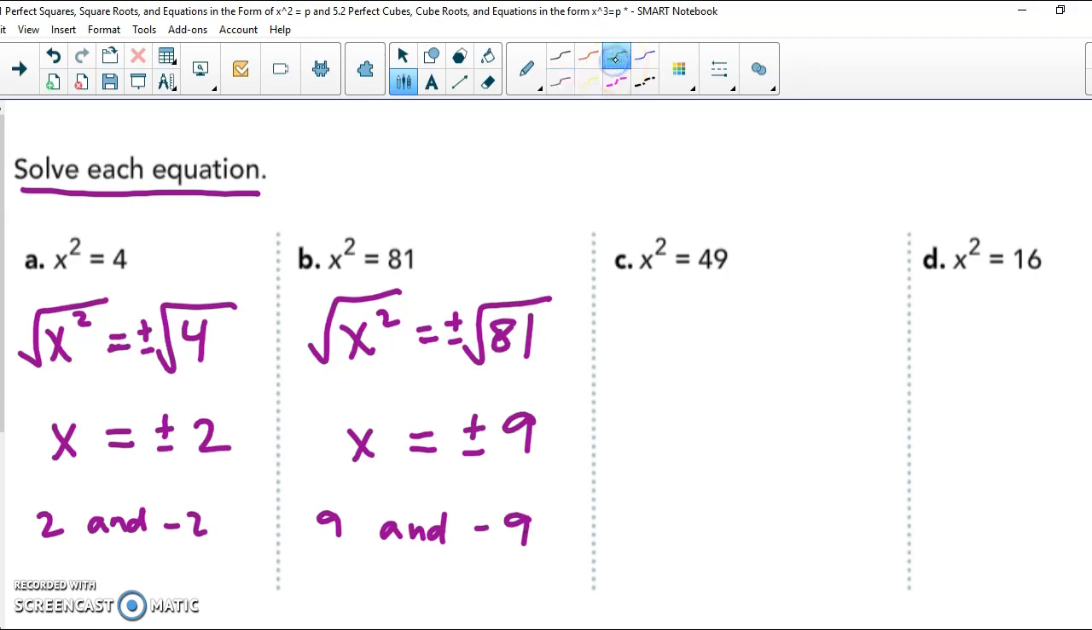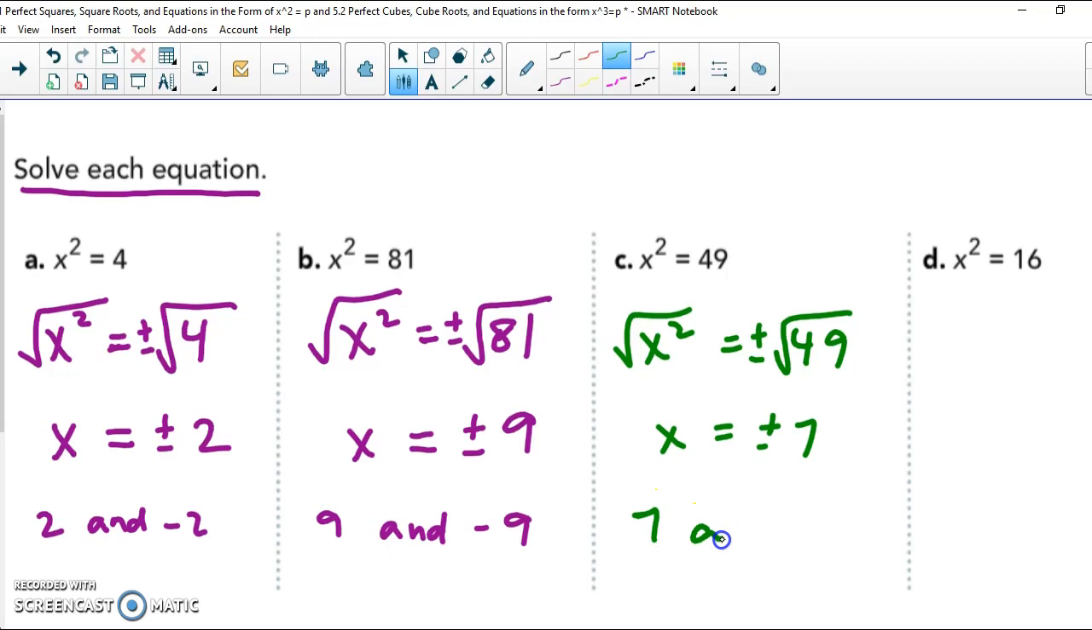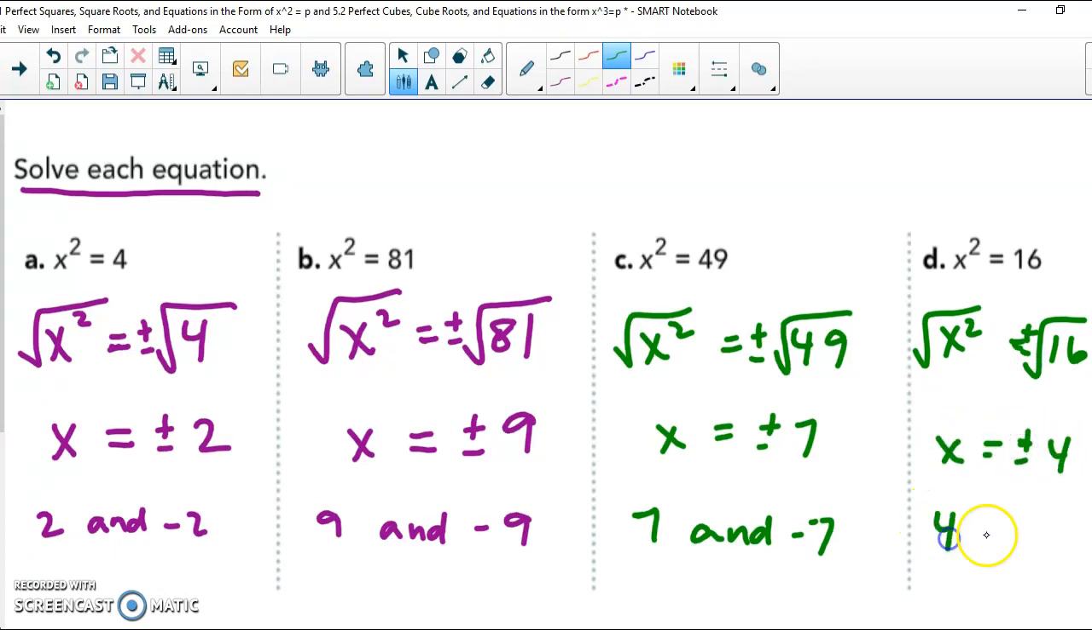Go ahead and pause the video and give yourself a chance to solve letters C and D, although I bet you can do it in your head. As I take the square root of both sides, I'm remembering that I need to consider positive and negative 7. And on letter D, same thing. And hopefully you came up with solutions of 4 and negative 4.